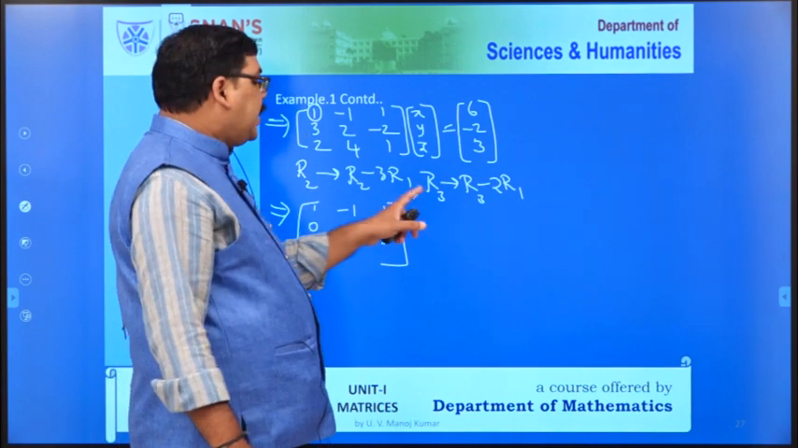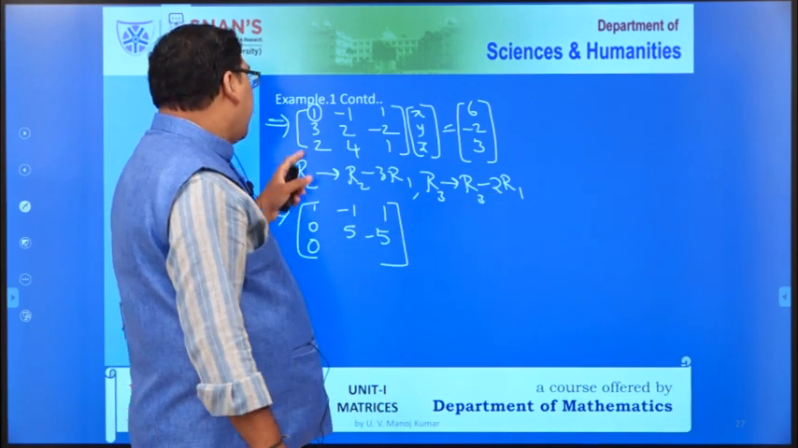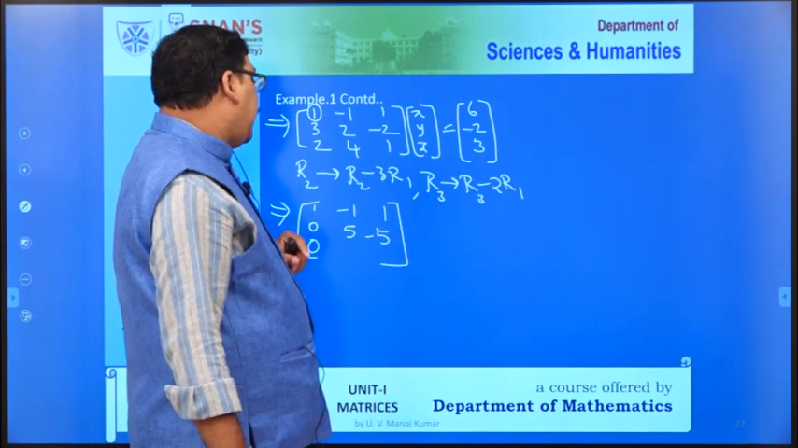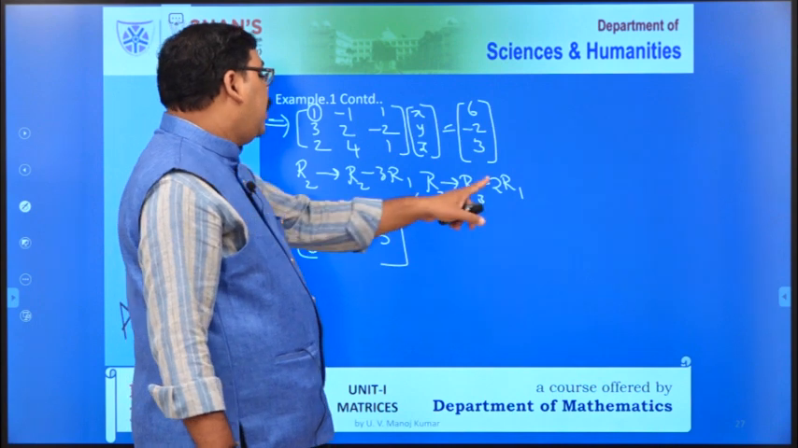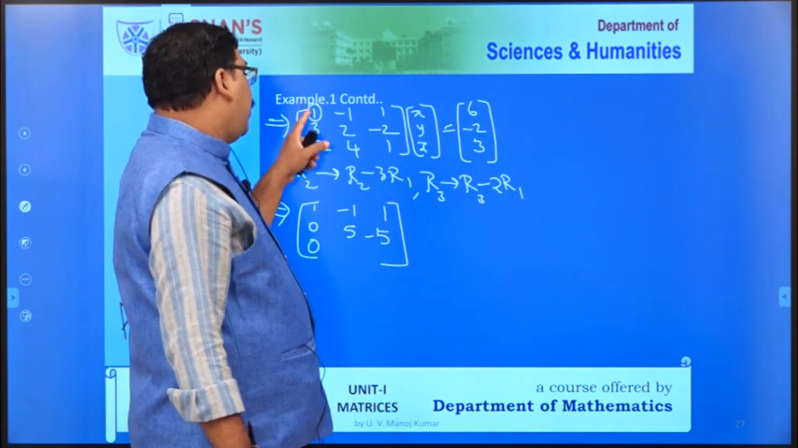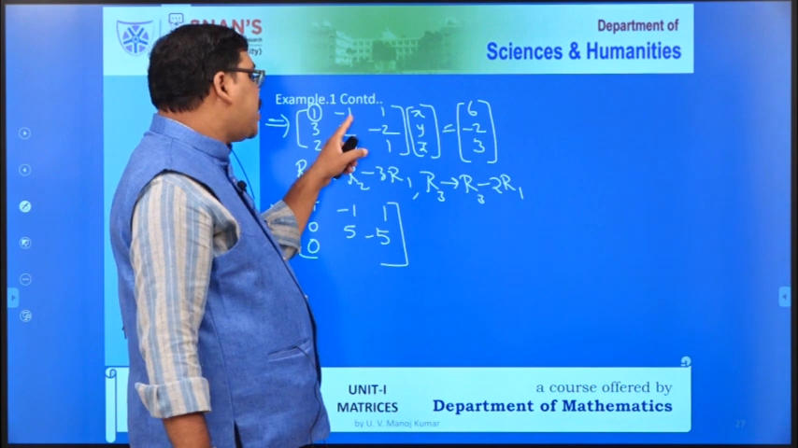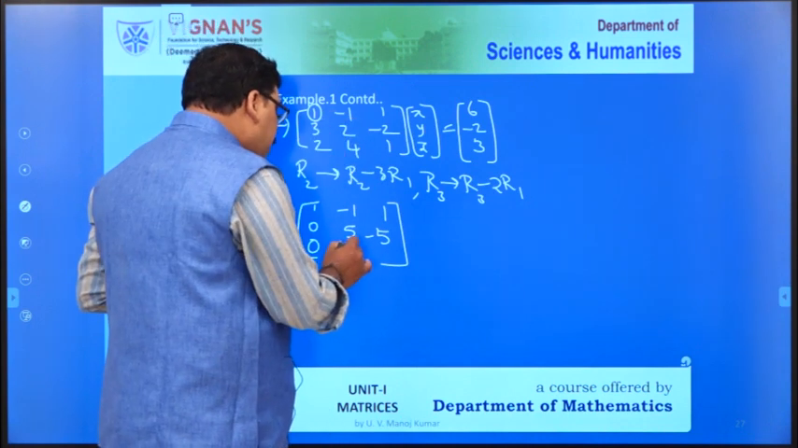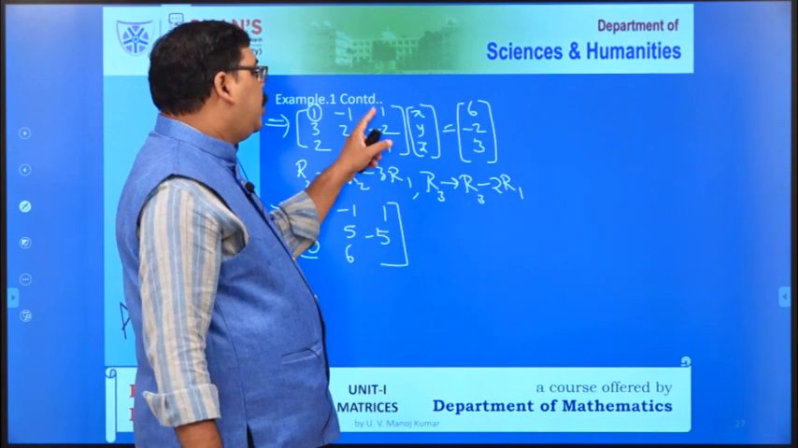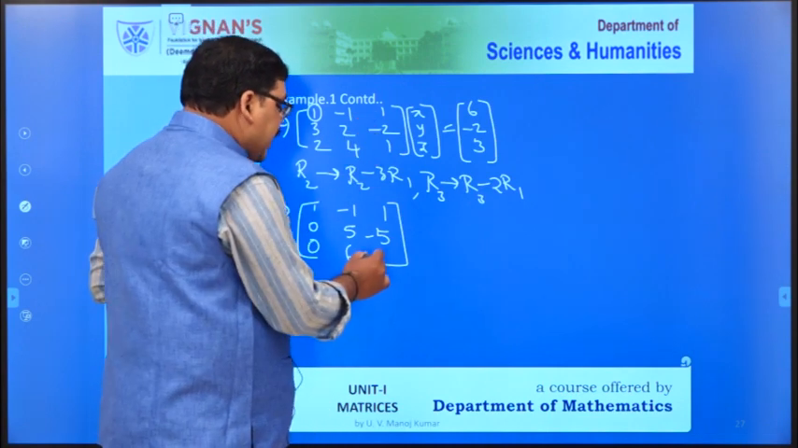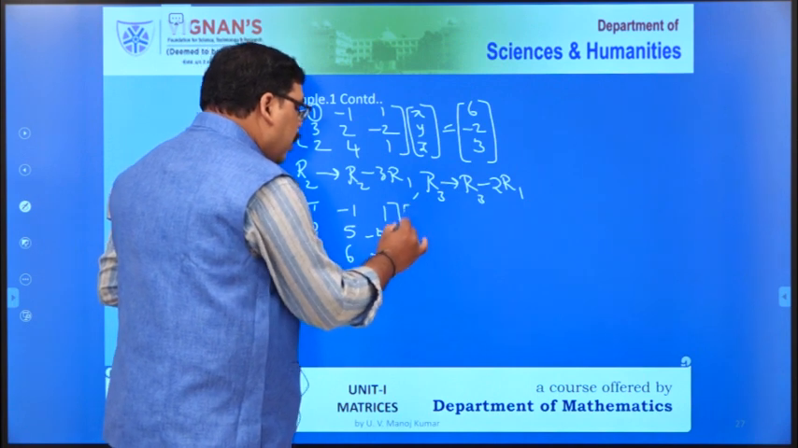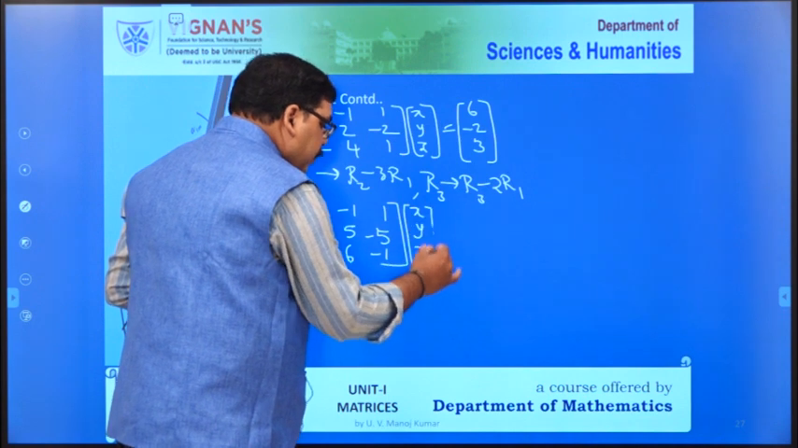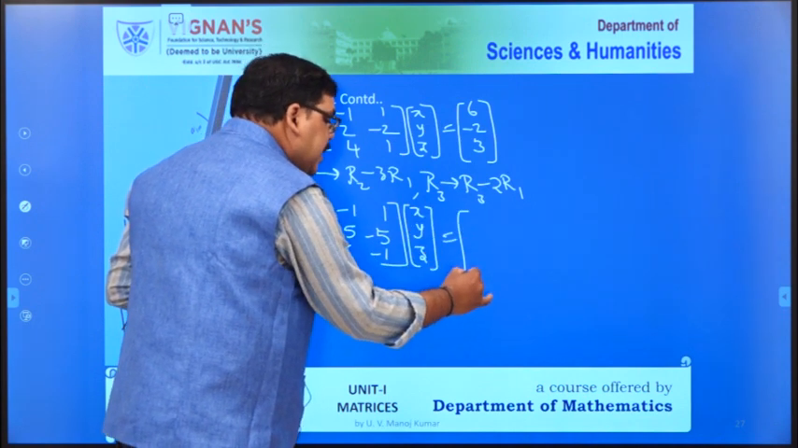See, R3 changes to R3 minus 2R1. So you are multiplying the first row with 2 and then subtracting from R3. So what will I get? 2 times R1: 2, 2 minus 2, 0. 2 times R1: minus 2, 4 minus minus 2, 4 plus 2, 6. 2, 1 minus 2, minus 1. No need to apply row operations on the variable matrix, so write it as it is.